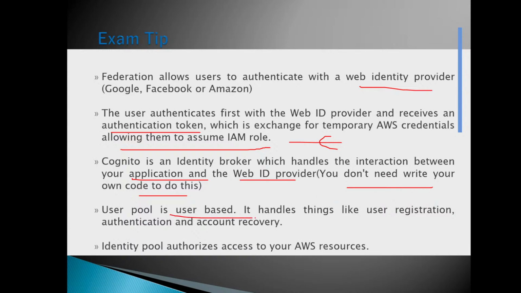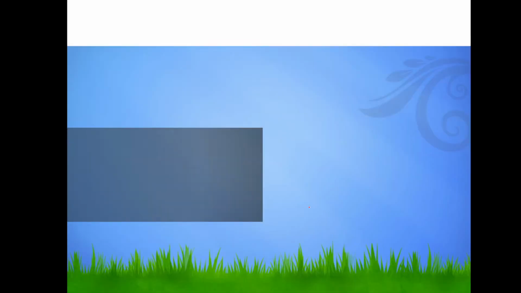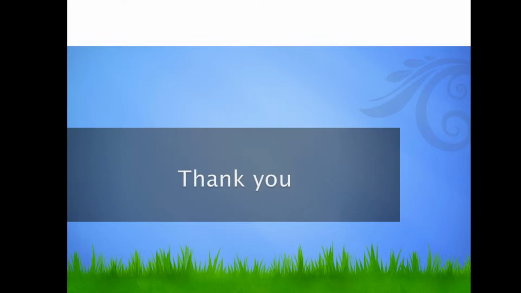User pool is a user base. It handles things like user registration, authentication, and account recovery. Identity pool authorizes access to the AWS resources. It authorizes. So that is all about Cognito.